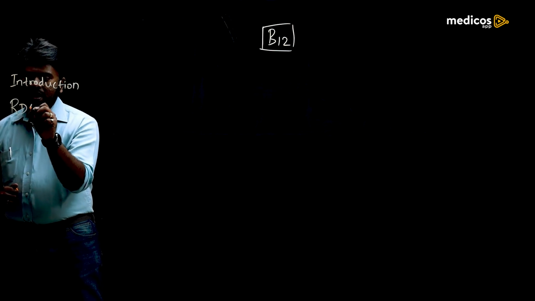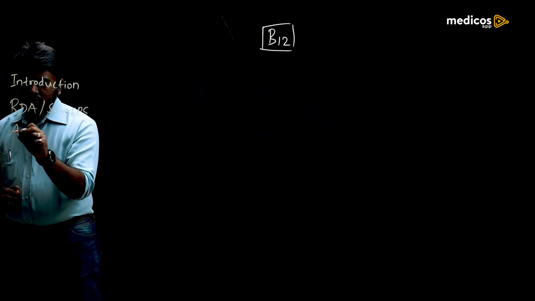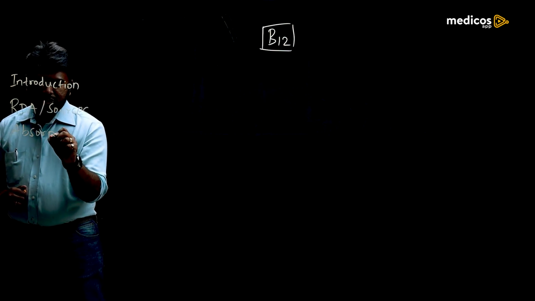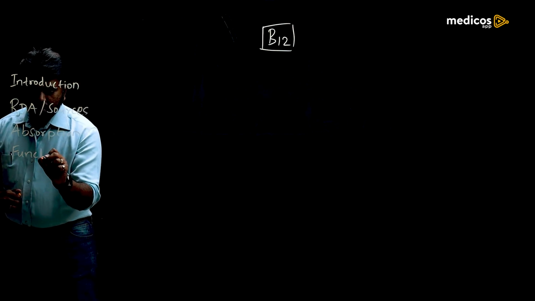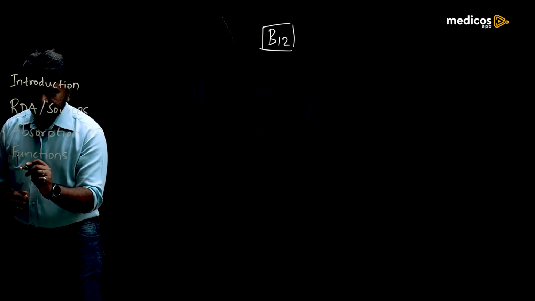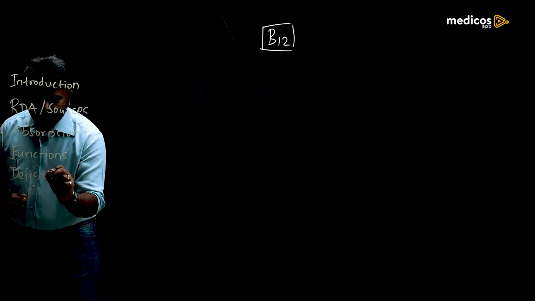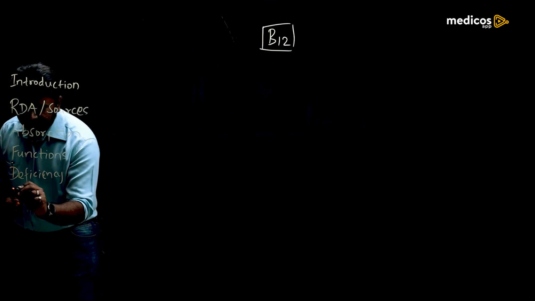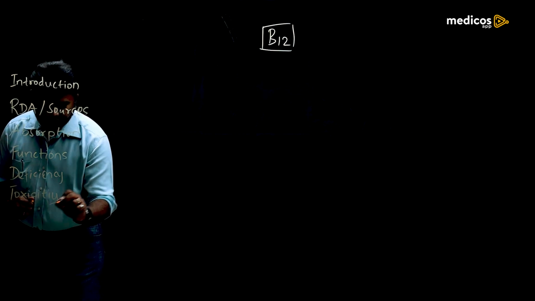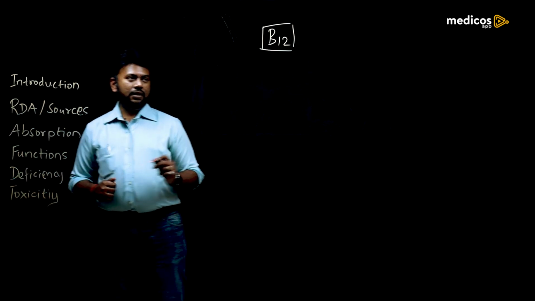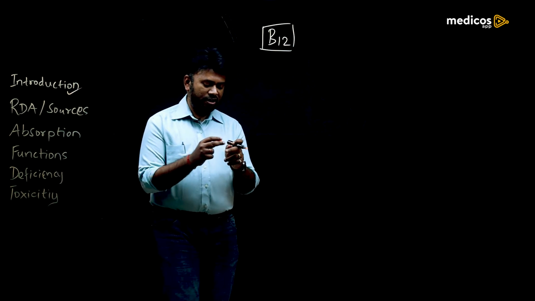then RDA and sources. When you consume these sources, how they enter into our body. After entering into our body, what are the functions it executes? If these functions are not done, what are the deficiency manifestations it will cause? And if these functions are overdone, what are the toxic manifestations you will get? Okay, so these are the headings under which I will be discussing vitamin B12. First, we will start with a brief introduction.